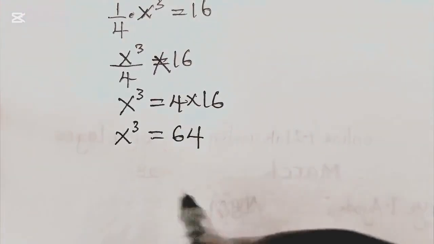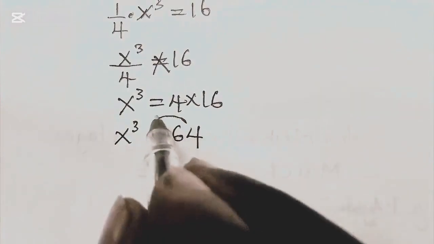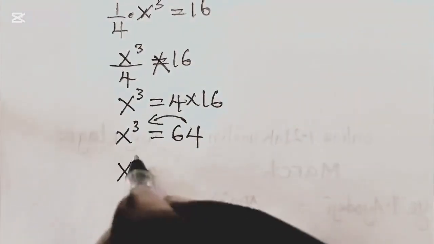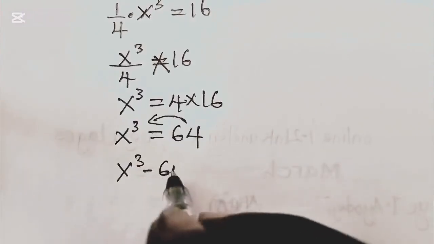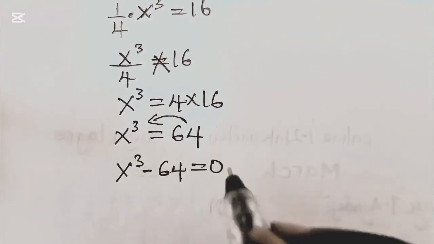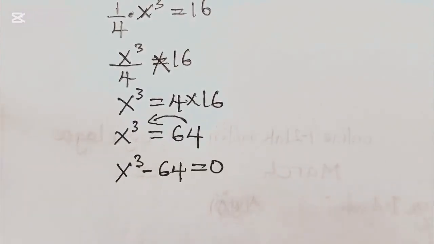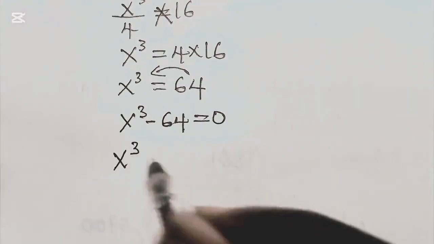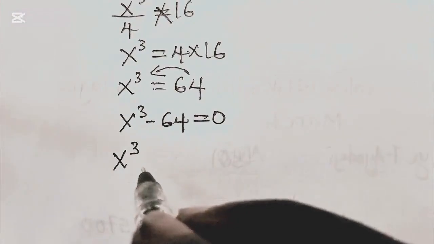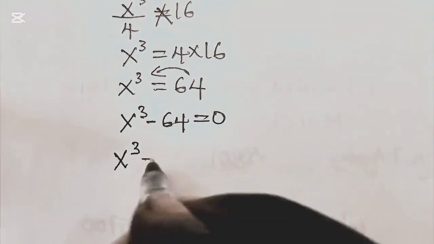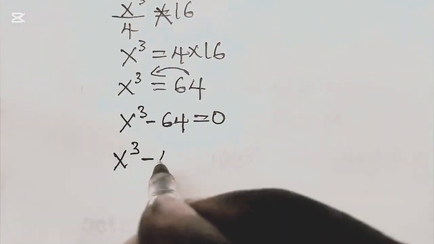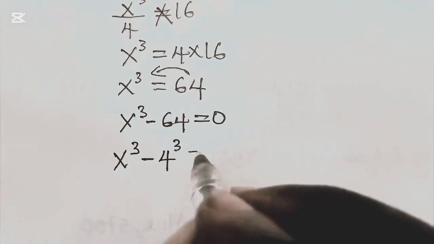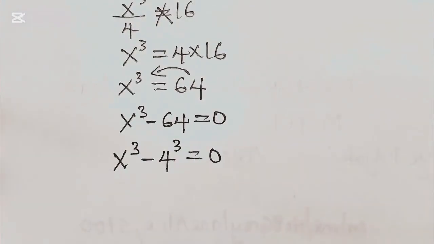We have x raised to the power of 3 equals 64. So let's move this 64 to the left hand side. So we have x raised to the power of 3 minus 64 equals 0. So let's continue. From here now, we can write this as x raised to the power of 3 minus 4 raised to the power of 3, which is equal to 0.